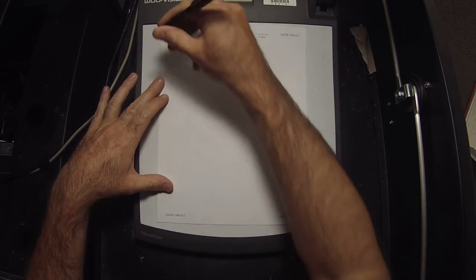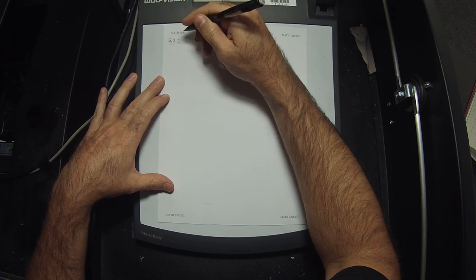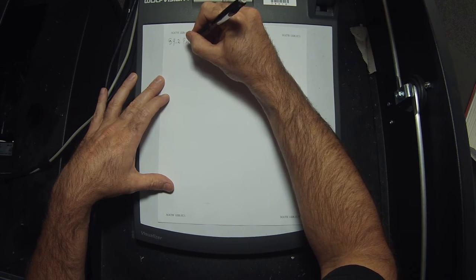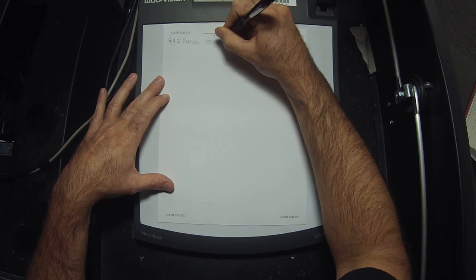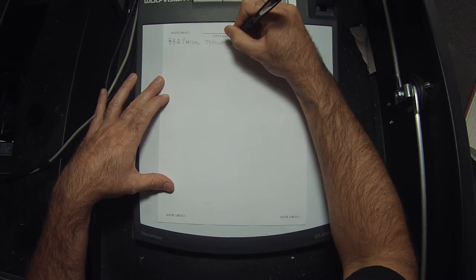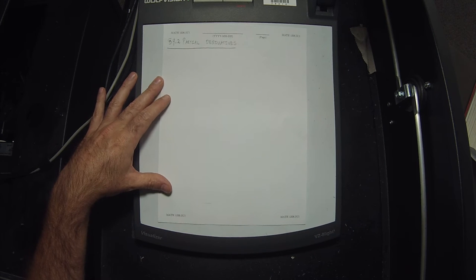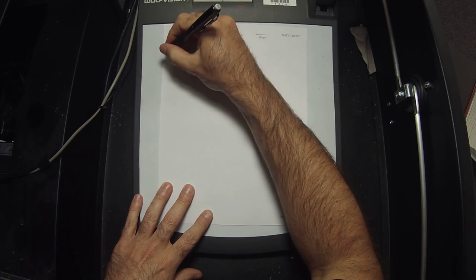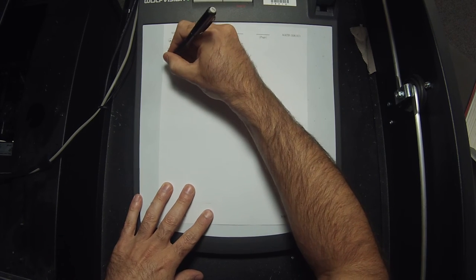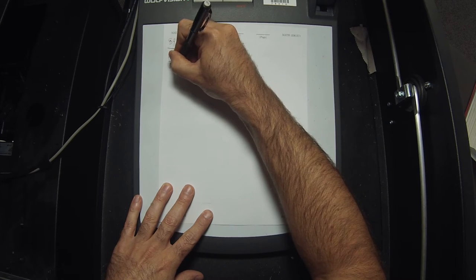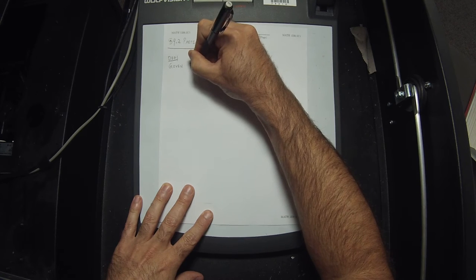So this brings us to section 9.2, which is called partial derivatives. Okay, so definition. Suppose that we are given some function f of x and y.